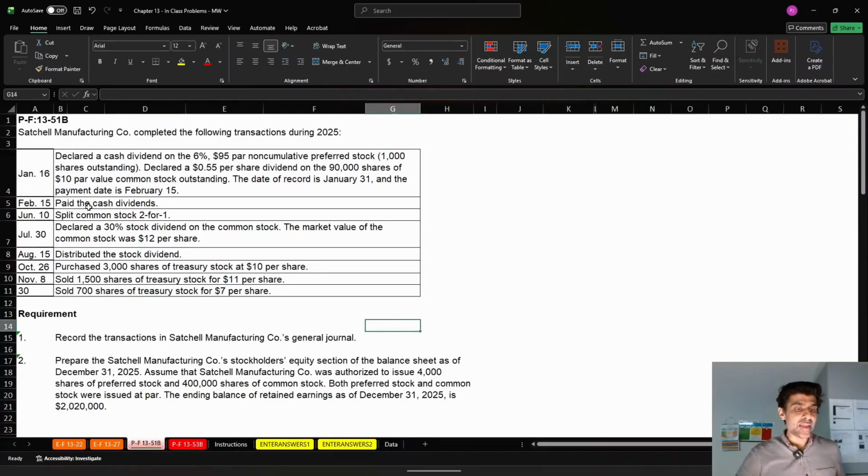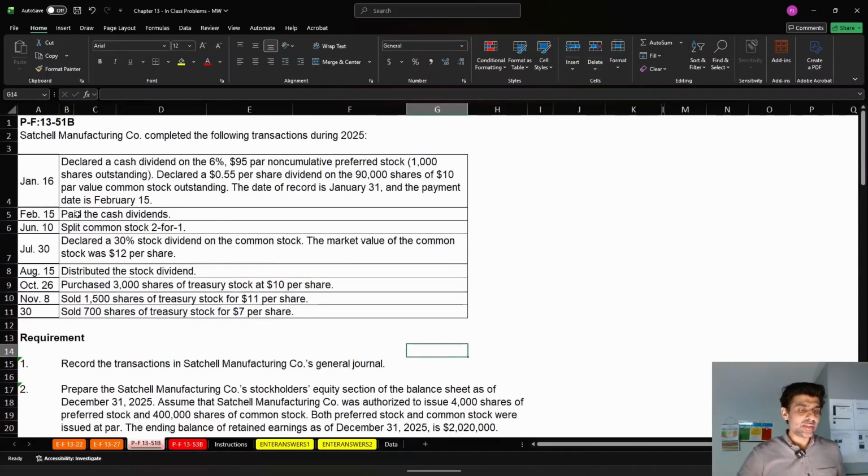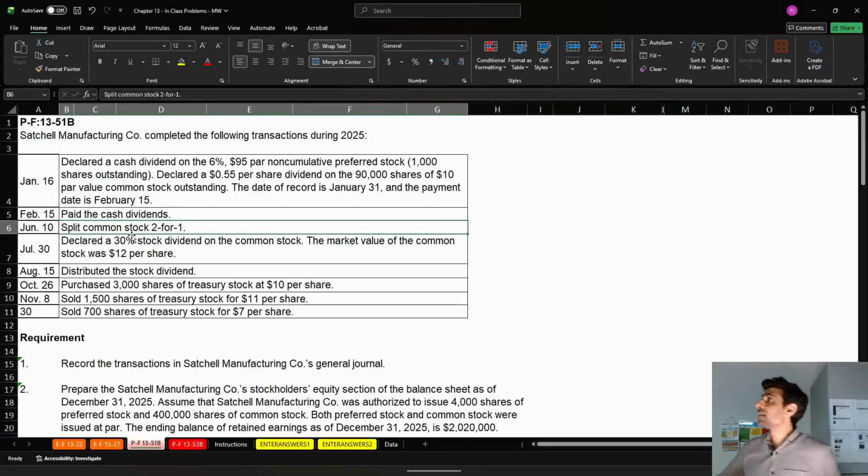Again, the hint I will give you is you need to be tracking how many shares outstanding there are after each transaction. Because you're going to see here, you're going to pay a cash dividend, you're going to have a stock split, that's going to increase the number of shares. Then you have a stock dividend, so that's going to be based on the new after-split stock count. You're going to purchase treasury stock, so that's going to reduce the share count. So just make sure you're tracking how many shares are outstanding at every given moment.